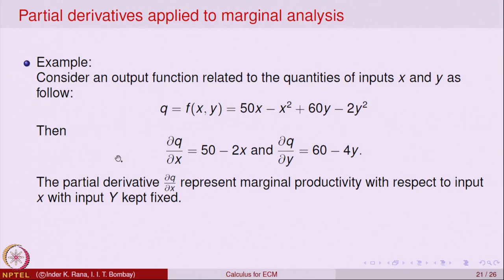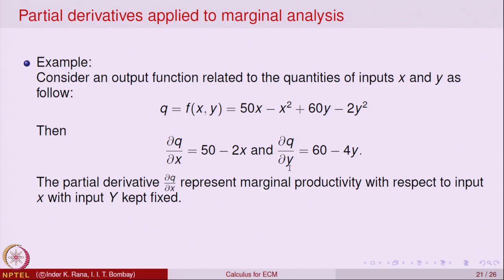If you want, you can relate it with the marginals now. In one variable, we looked at the derivative as the marginal of that quantity, whatever the function we were looking at. Here is the production function q as a function of two variables. So, we can say this partial derivative of q with respect to x is the marginal productivity with respect to input x, with the input y fixed. So, keeping the input y fixed, what is the marginal of the production function with respect to the variable x? That is the partial derivative of q with respect to x.